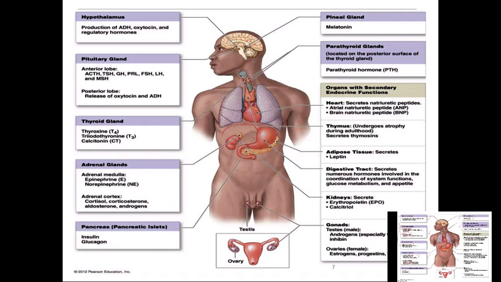Thymus is involved in secreting thymosins, which is activating the immune system. Adipose tissue secretes leptin, but not only leptin, adipose is metabolically active. It's involved in releasing cytokines and many inflammatory cytokines.